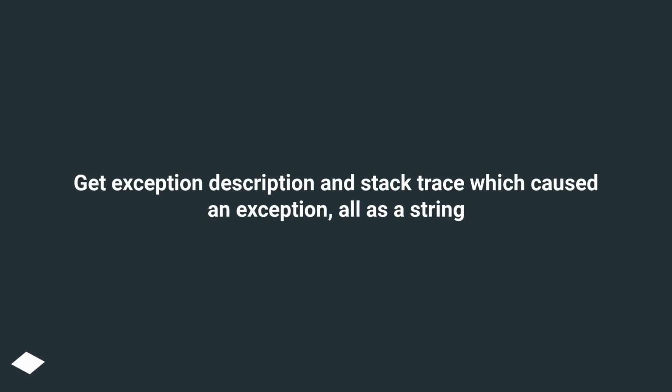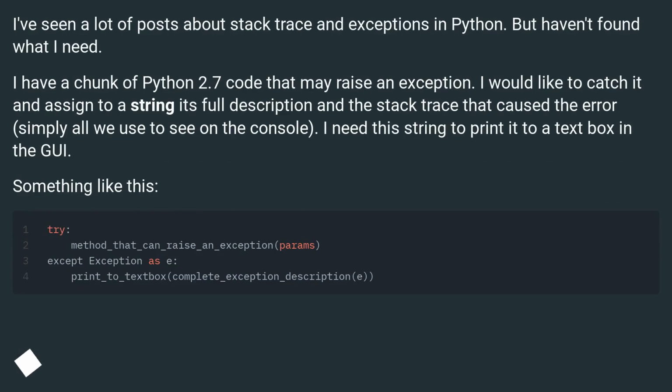Get exception description and stack trace which caused an exception, all as a string. I've seen a lot of posts about stack trace and exceptions in Python, but haven't found what I need.